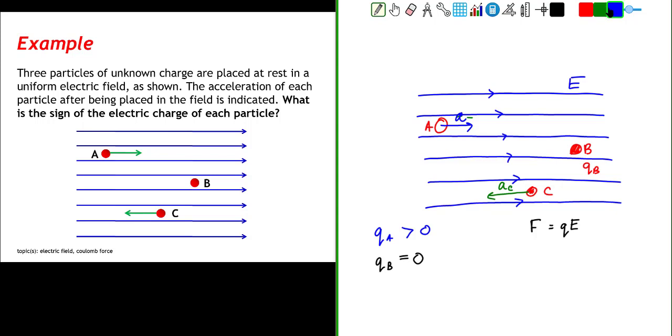Since the only force acting on particle C would be from the electric force due to the electric field, and since it is accelerating opposite the direction of the electric field, we can surmise that charge C must be a negative charge. Because remember, a negative charge will experience an electric force opposite the direction of the electric field line.